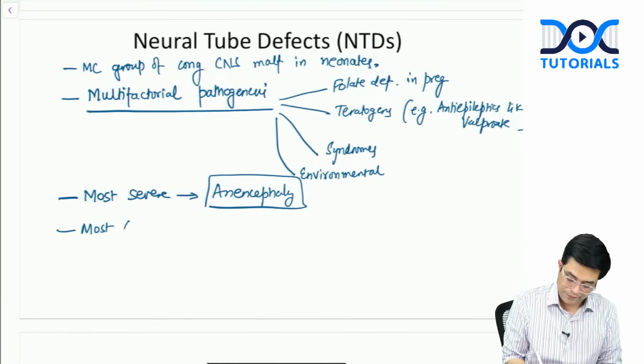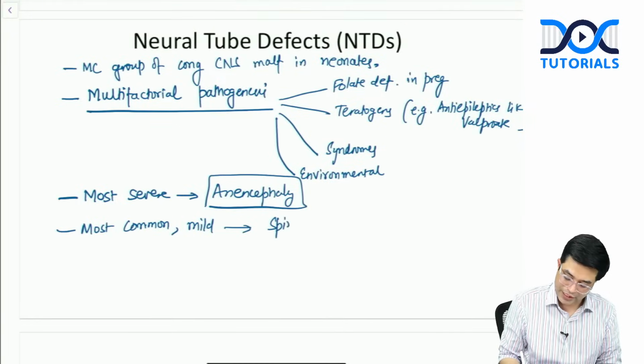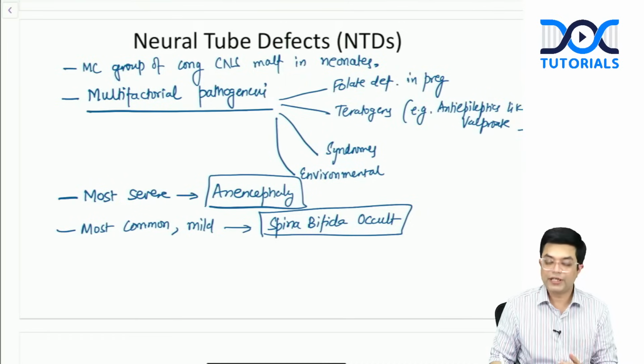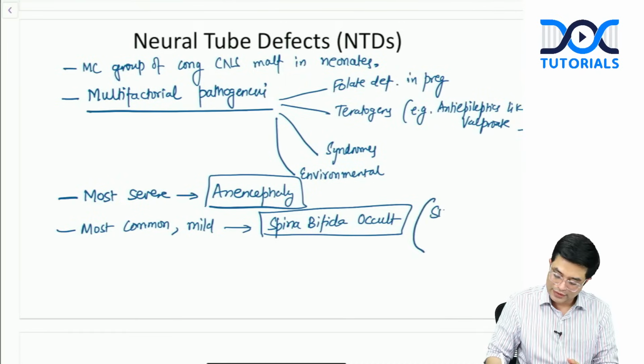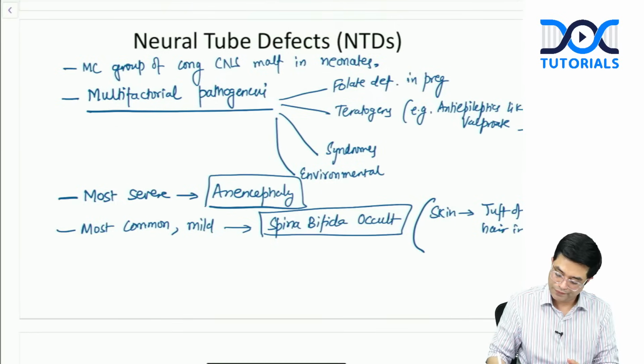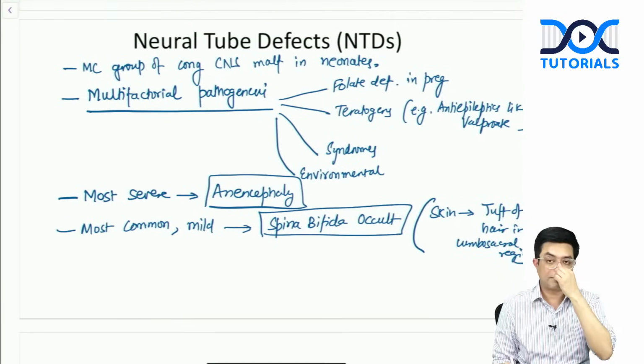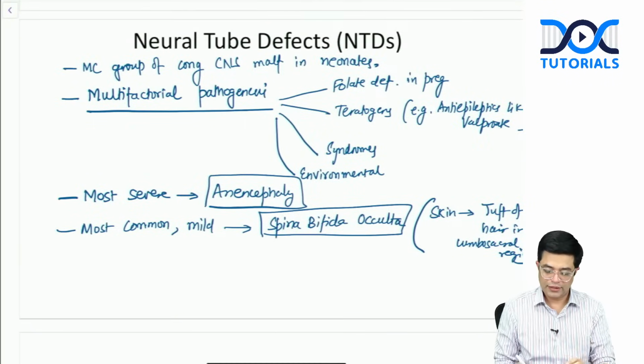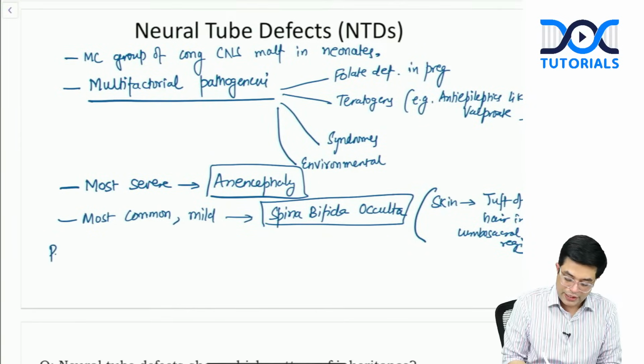Most common as well as mild form of neural tube defect is spina bifida occulta, also sometimes called as occult spinal dysraphism. ये बहुत common होता है, asymptomatic होता है, but if you look at the skin, there will be a tuft of hair present in the lumbosacral region. So if there is a child with tuft of hair in the lumbosacral region, you should suspect underlying spina bifida occulta. That is a mild illness. And how can it be prevented? Prevention can be done by folate, maternal folate supplementation.